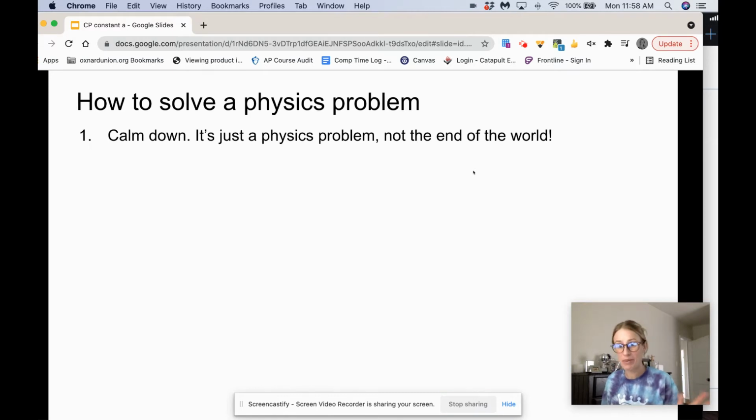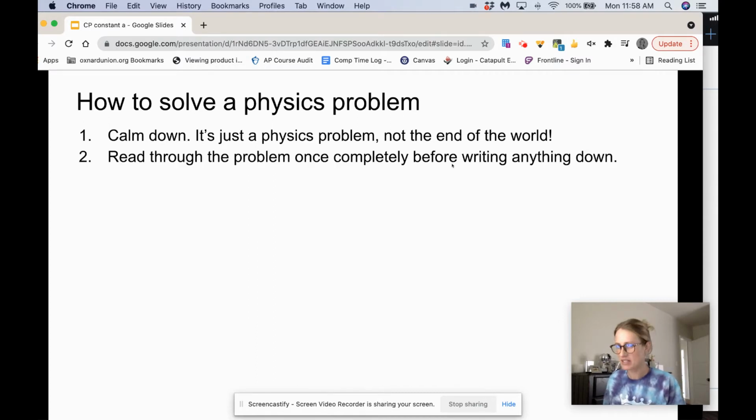So first and foremost, you have to calm down. It's just a physics problem. It's not the end of the world. Sometimes these can seem very, very intimidating, especially when you realize that, oh my gosh, physics problems are just word problems. And I hated word problems when I was younger. But they are fun once you get the hang of them. So just calm down. It's just a physics problem.